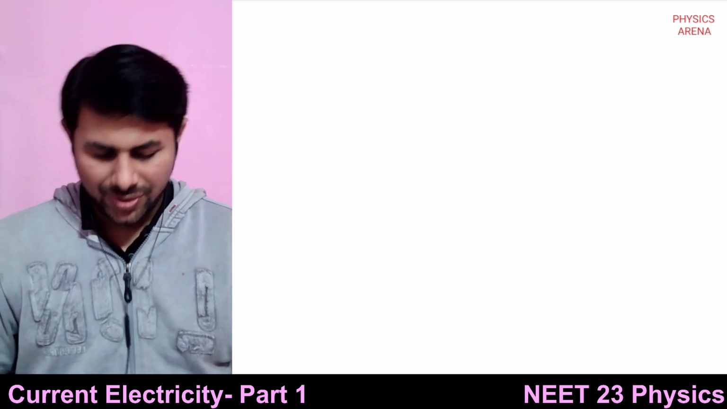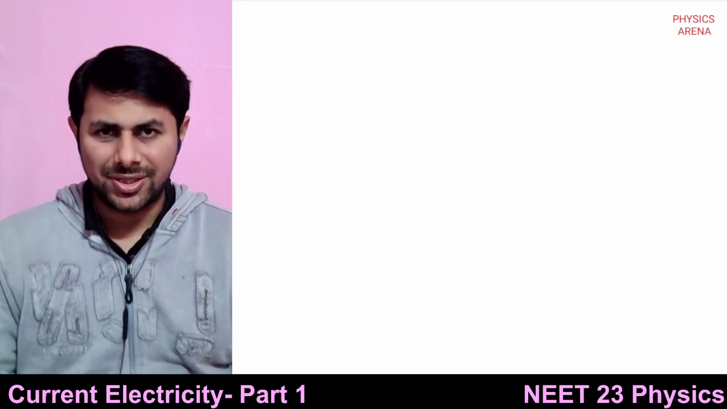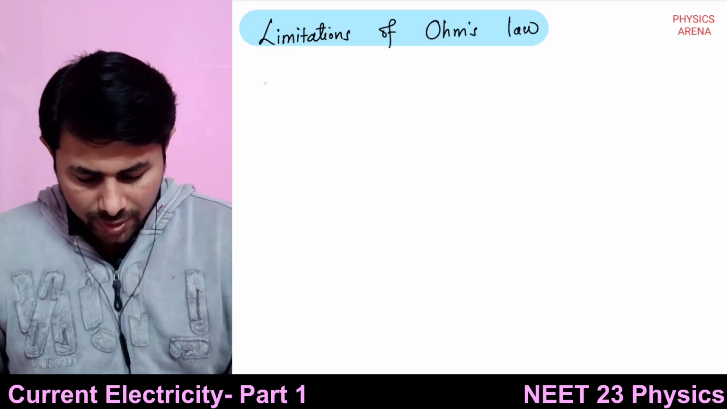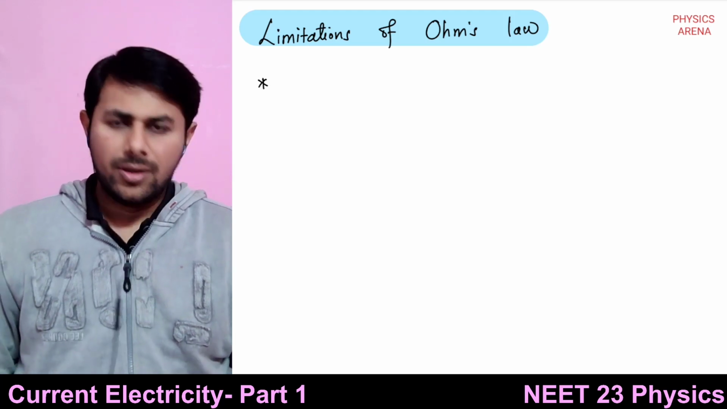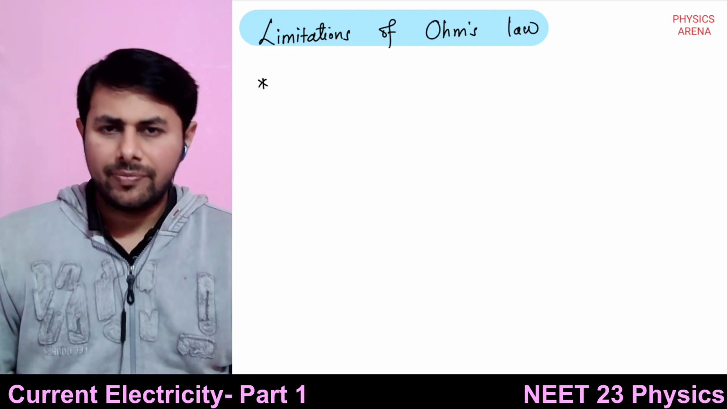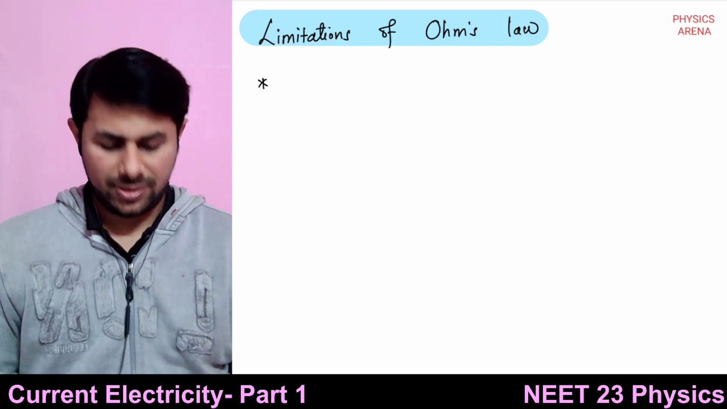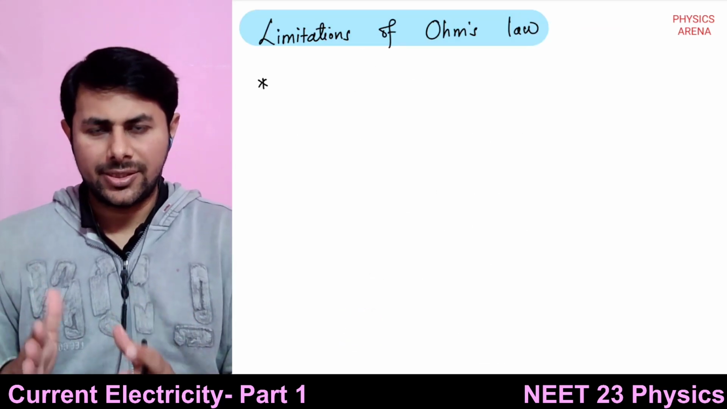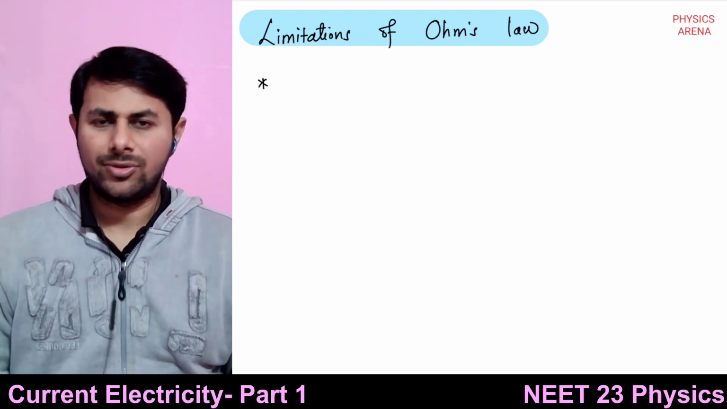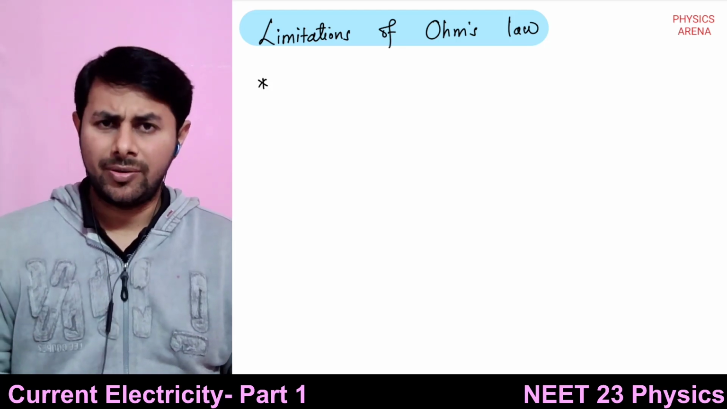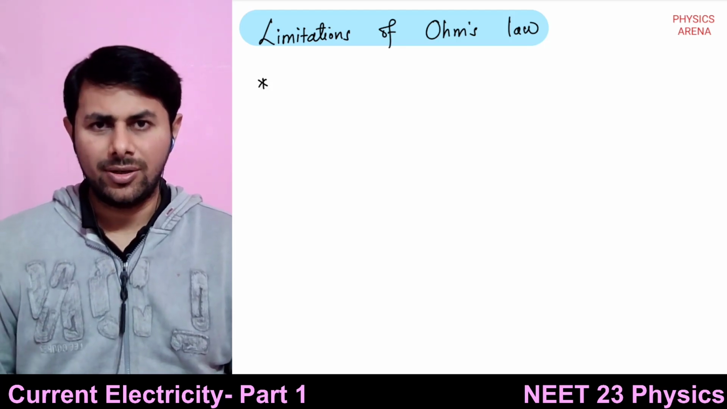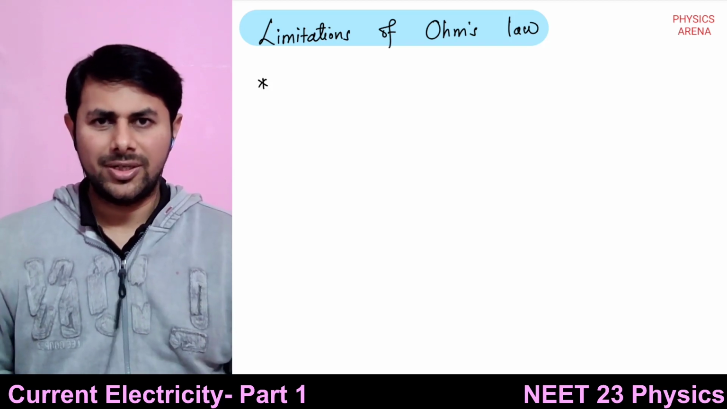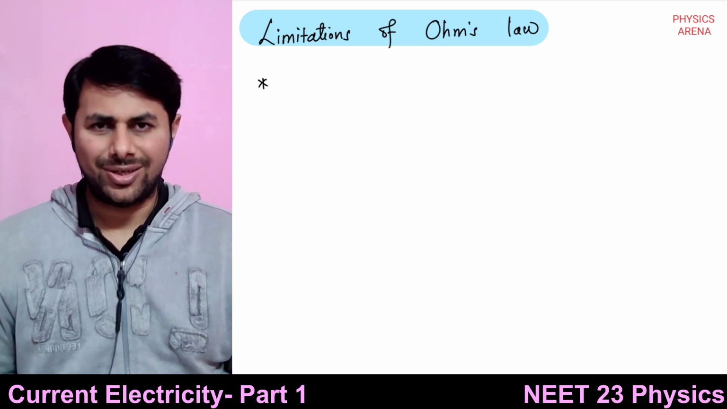Okay. So Ohm's law has some limitations. What are the limitations of Ohm's law? So let's see the limitations of Ohm's law. The first limitation is that Ohm's law predicts that resistance of all materials would be constant. So if a material has to obey Ohm's law, it must have a constant value of resistance. But it is not so for all materials.